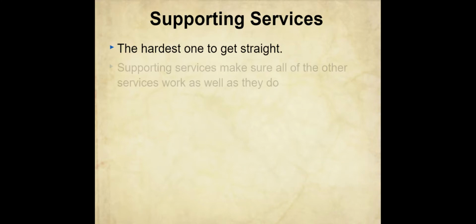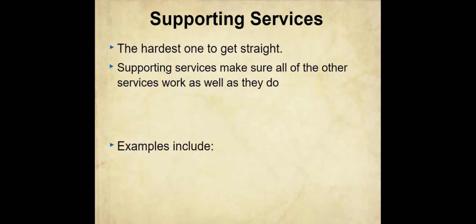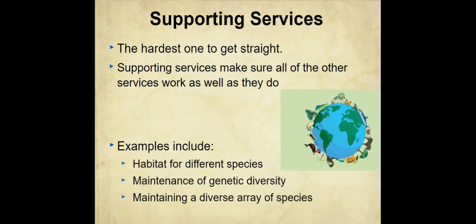Then we come to supporting services. This is the hardest one. This makes sure that all the other services work as well as they do. And your key examples here are habitat for different species and maintenance of genetic diversity, which is basically just maintaining a diverse array of species. So without these habitats, they're not necessarily providing the oxygen, it's the trees within these habitats. But in order to have these other ecosystem services, you need to have the habitat and the abundant genetic diversity.